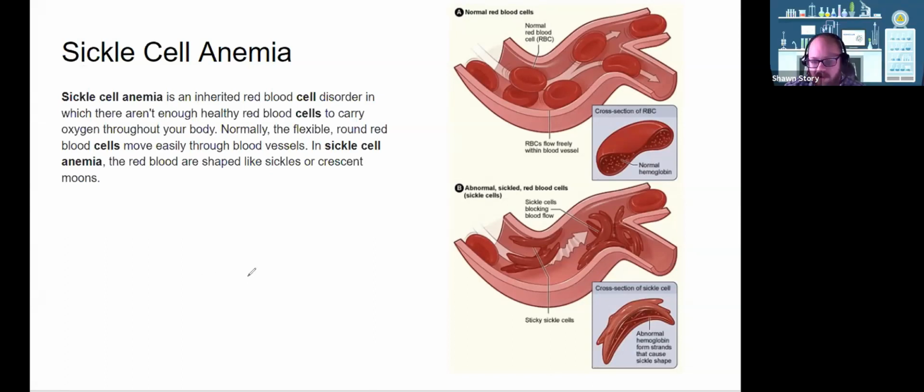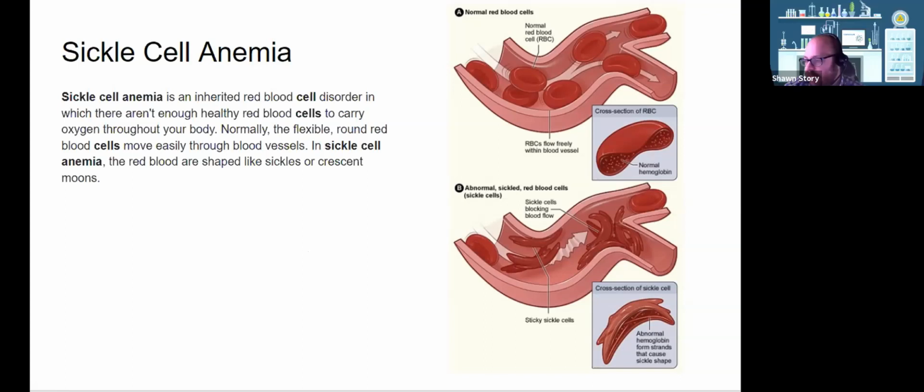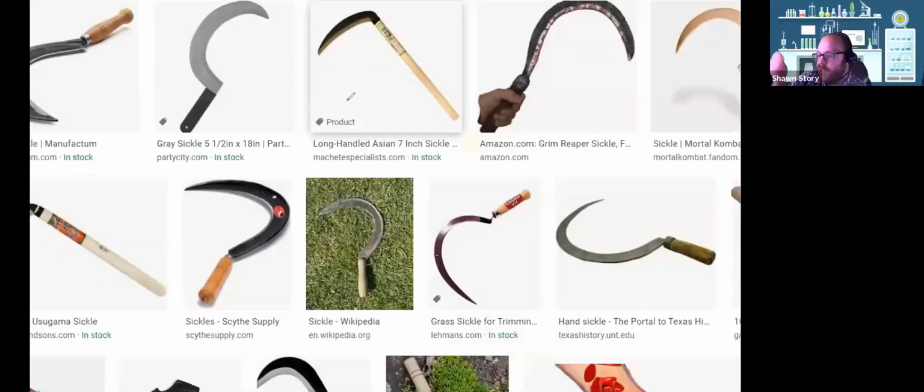Mm-hmm. Very good. Here's a picture. Oh, let me see if I can bring a picture over here. A sickle is a farming tool. I'll just move this over here. Here are pictures of sickles. It is an old farming tool that was used to cut grass and to cut crops when you were harvesting them. And so again, they're actually using it because this is what the cell shape is.